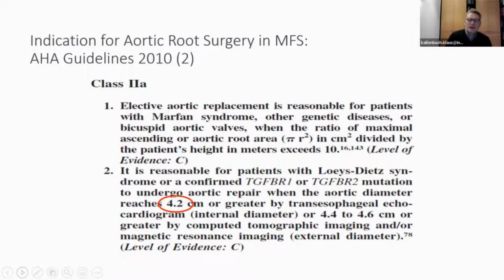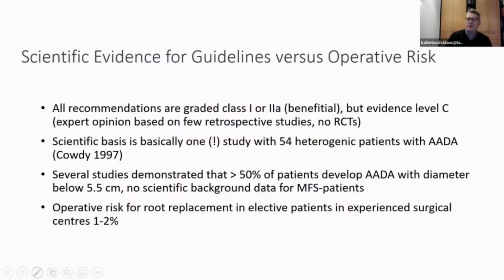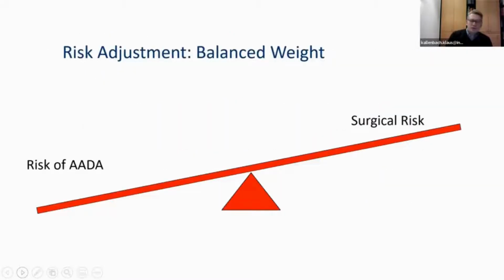If you have Loeys-Dietz syndrome with a proven mutation in the receptor, an aortic diameter of 4.2 with the echo, or 4.4 to 4.6 on a CT scan, is actually setting the indication for surgery. So, next slide. There are different recommendations that are quite similar, but they are not very precise. There is a gray zone.